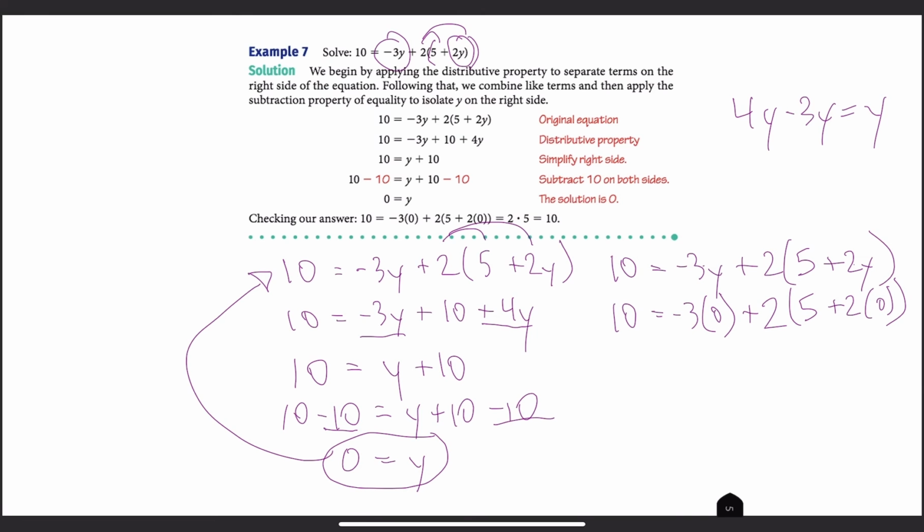So now I'm going to keep cleaning this up as much as I can. Nothing to do on the left-hand side. -3 times 0 is 0, okay? Plus 2 times, I should do what's inside parentheses first, so let me do that first. 2 times 0, so that's 0. So that's really just 10 equals 2 times 5 plus 0, so just 5. 10 equals 2 times 5 is 10. Oh, sure enough, that checks out. So that means my proposed solution of 0 is in fact a true solution to the equation.